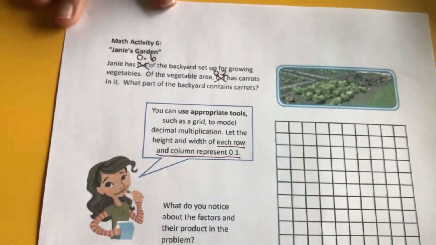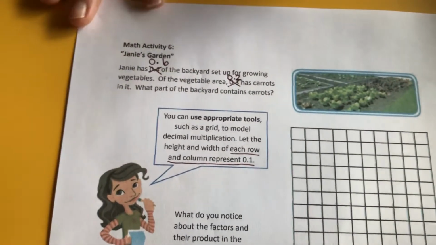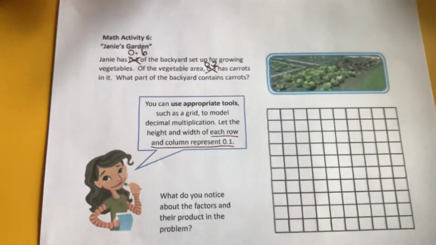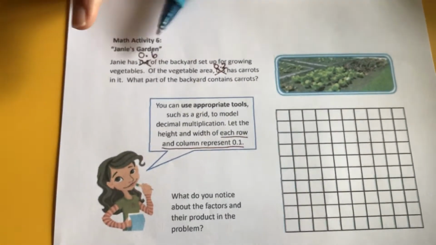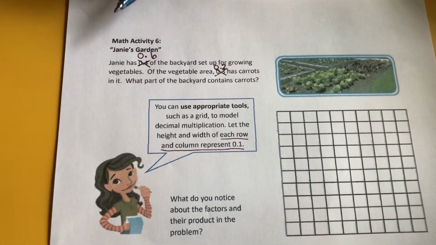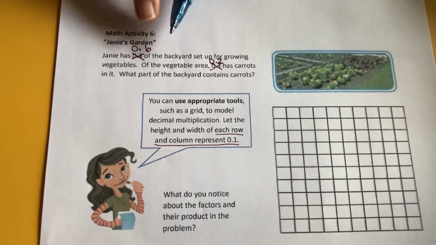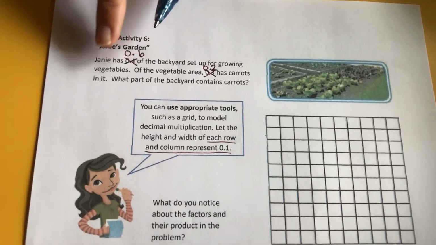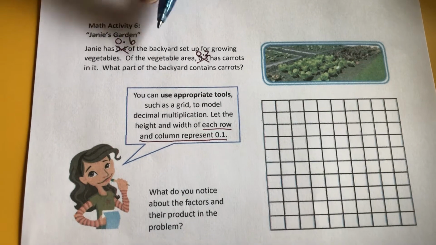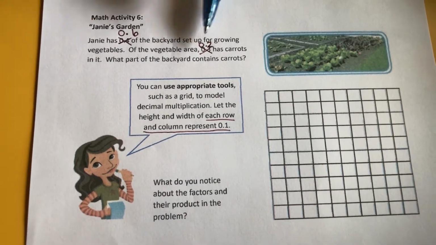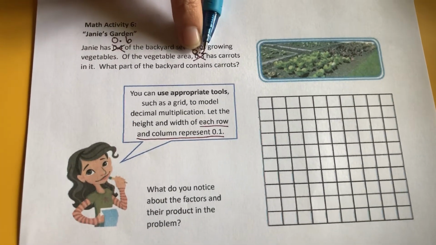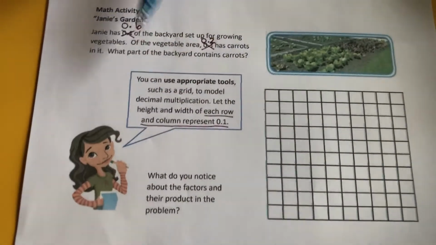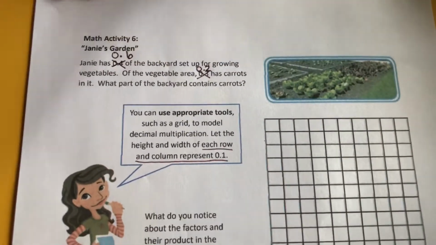So I'm going to read it to you so you know what we're talking about if you haven't read this yet. And I'm going to read you with the original numbers, not with my made-up numbers. Janie has 4/10 of the backyard set up for growing vegetables. Of the vegetable area, 3/10 is what the original number says, has carrots in it. What part of the backyard contains carrots?